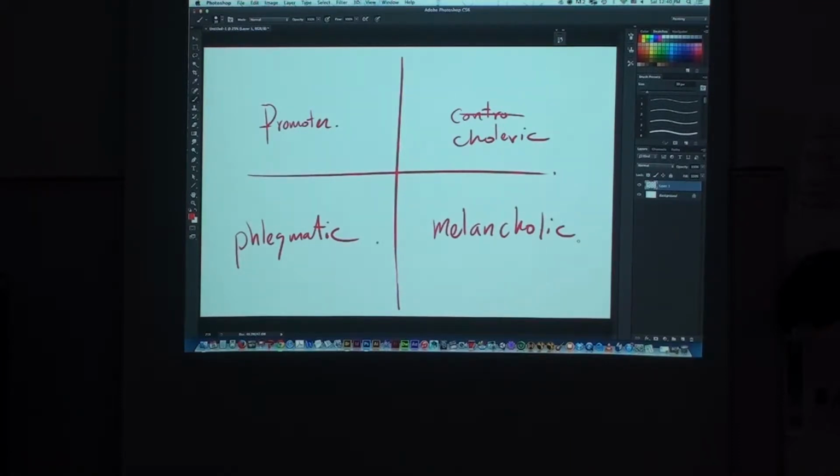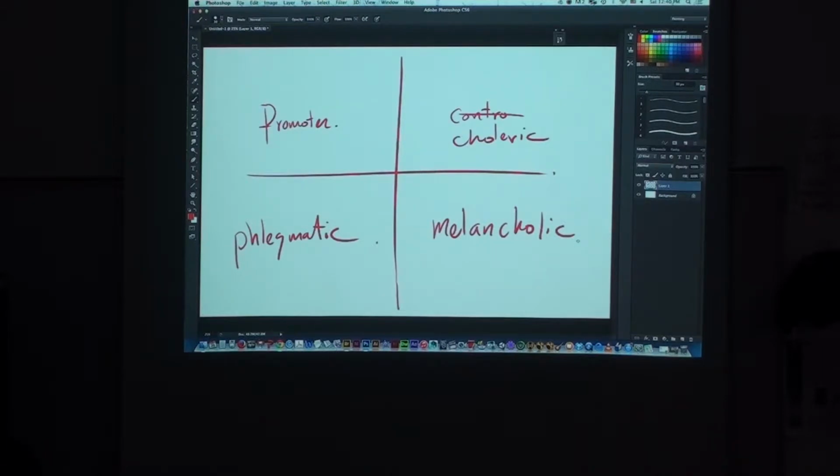And by nature, we're all one of these, and it makes the whole world. Like, we're all one of these. Who's the melancholic one? Right, anybody else?